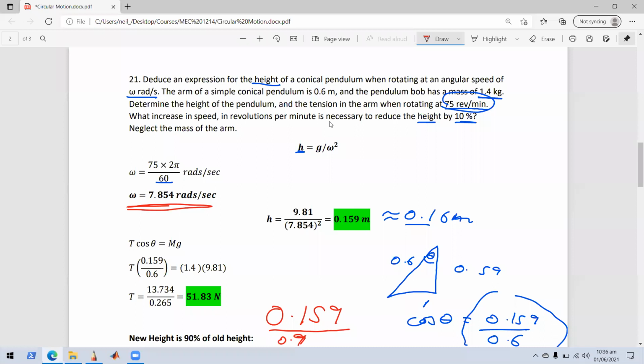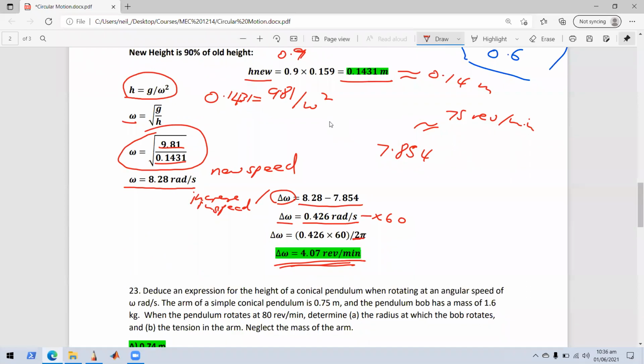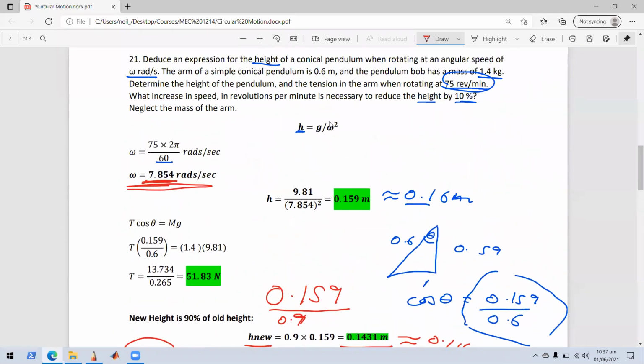7.854. Okay, good. So 7.854 comes from here. So we use it at the bottom here. Right, this was the old speed and this is the new speed, right? So let's talk about the old speed first. Where the 7.854 comes from is from converting this 75 revs per minute into rads per second, right? Unit conversion. So determine the height of the pendulum and tension in the arm when rotating at 75 revolutions per minute, right? 75 revolutions per minute.